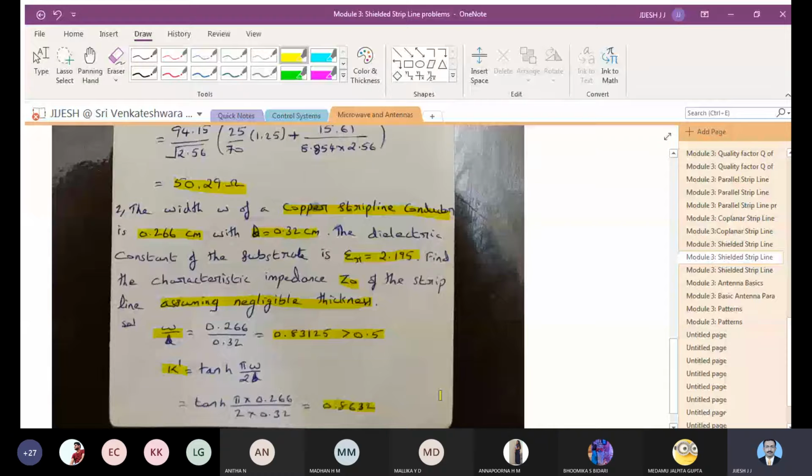You should see which equation is to be used. Here W by D is greater than 0.5, so you have to use the perfect equation. So you find out Z naught. I will come back to that answer later. All of you substitute the values and find out Z naught. See, choosing the equation is very important. By finding out the W by D value, you can choose the equation.